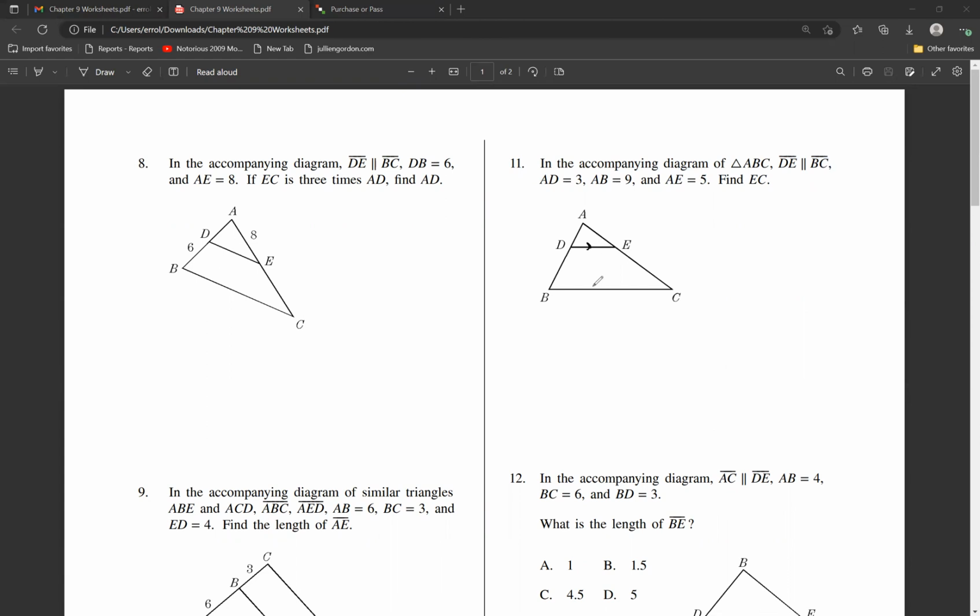Those are parallel. AD is 3. There's your 3. AB is 9. What's DB? If AB is 9, what's DB? 6. Good. And they're saying AE is 5. Okay, and they're asking you for EC. What's the ratio?